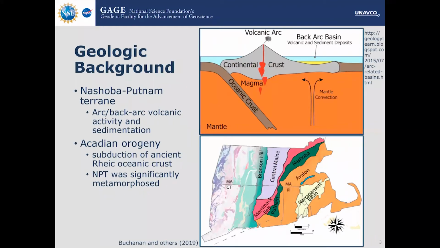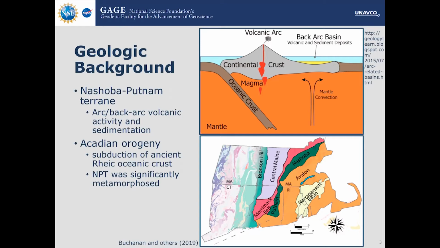For background information, the Neshoba-Putnam was actually formed through arc-back-arc volcanic activity and sedimentation. Now, in the image to the right, you can see that through the subduction of the oceanic crust, volcanism was started, and behind the volcano, you can see the sedimentation that built up, which was the processes that made the Neshoba-Putnam.